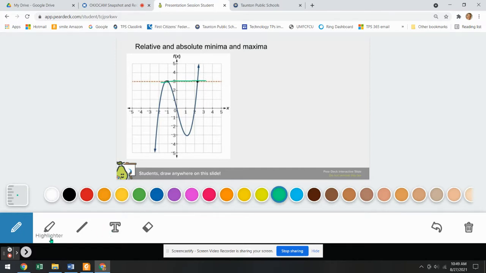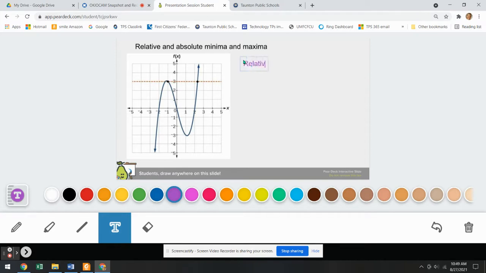So that's going to be one of my, whoops, I want the text. That's going to be relative max. So relative max of 3 at x equals -1. Oops, I wrote -2.